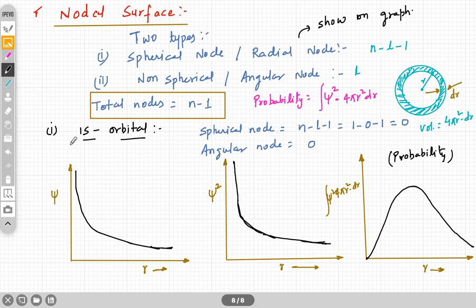No, this we can draw the graph with the relation of psi and r, the radial relation that we have. Obviously, the equation we do not have, hence we cannot predict this.